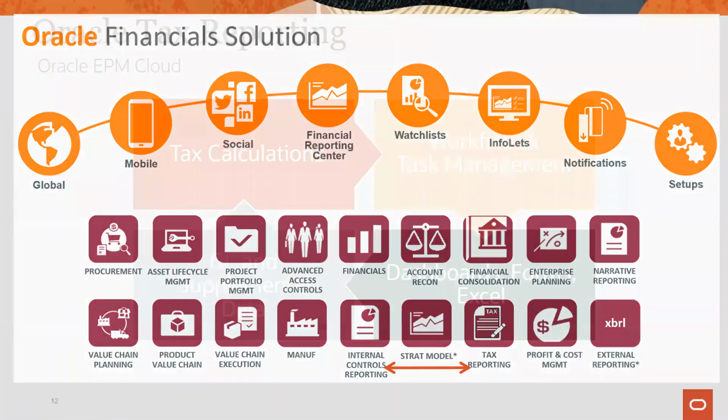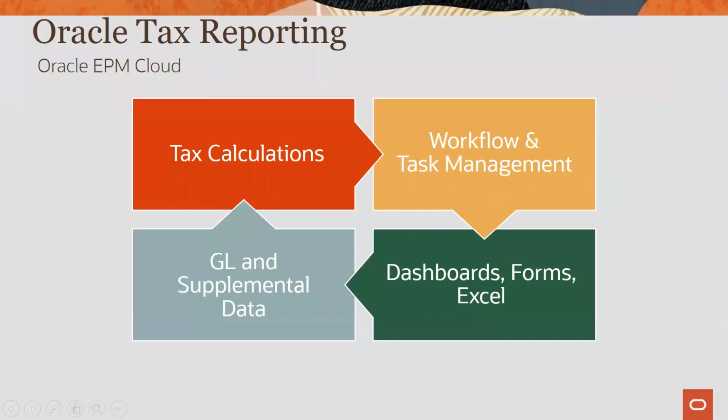Okay? So when we look at the tax reporting cloud service, it contains 4 key components. It contains tax calculations, so out-of-the-box tax calculations for calculating your deferred tax assets and liabilities, for example. It includes a workflow and task management capability so that you can see where you are in the tax process, any particular tasks that have gone late or are missing.